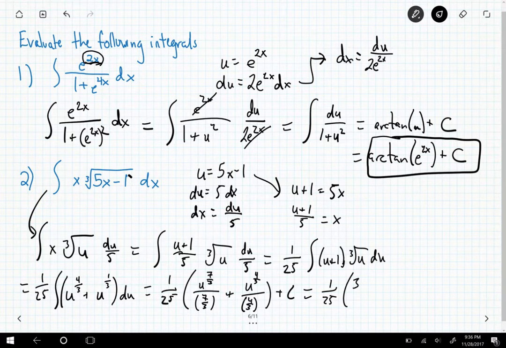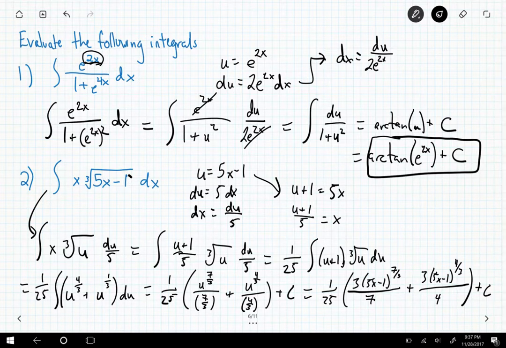So we have 3, our u value is 5x minus 1. So 3 times 5x minus 1 raised to the 7/3 all over 7 in that first case, plus 3, we'll have the 4 down below, and then we have 5x minus 1 raised to the 4/3, and then all that we take plus c. Just an FYI, you might see cube roots raised to the 7th and cube root raised to the 4th. That's different formats, all for the same thing is what we're representing there. So just keep that in mind.